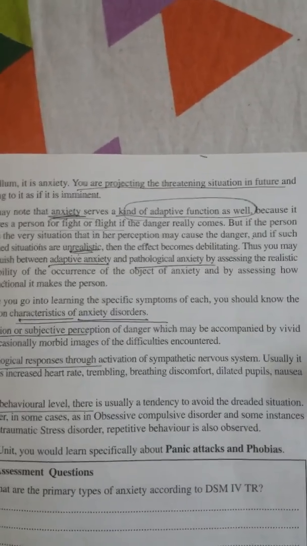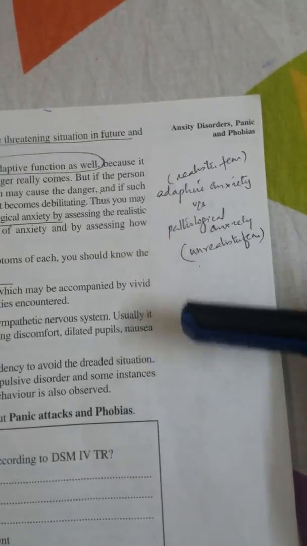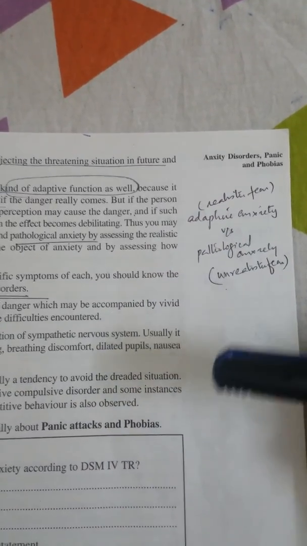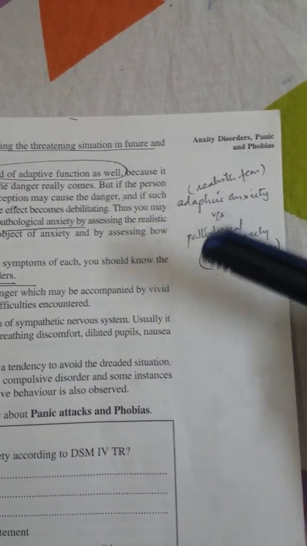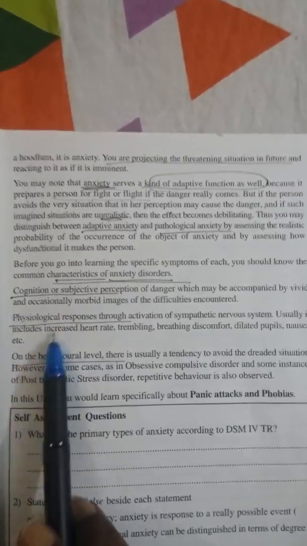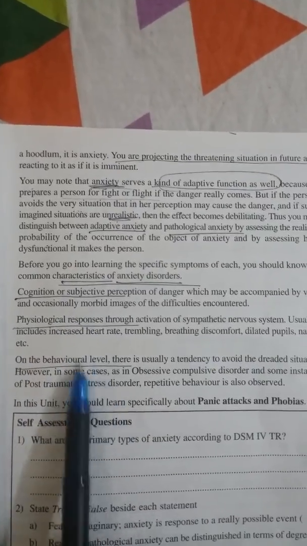So there are two kinds of anxiety: adaptive anxiety and pathological anxiety. Adaptive anxiety is like the anxiety of an exam, and we study. That's something that is realistic fear. And pathological anxiety is unrealistic fear. That's what is mentioned here. You can read through this, and in the process we use our cognition. There is a physiological response, and there is a behavioral level of response.